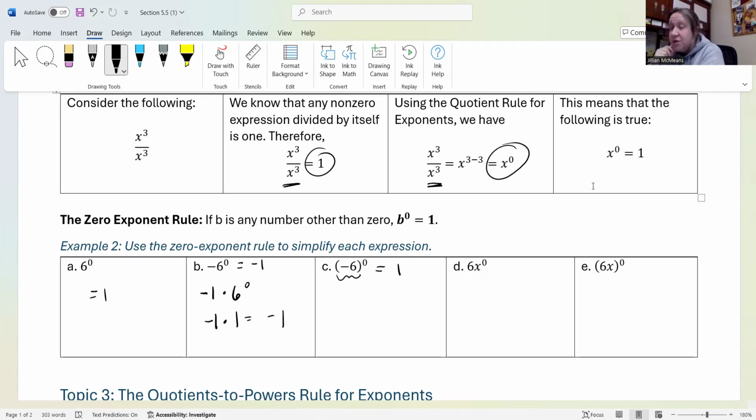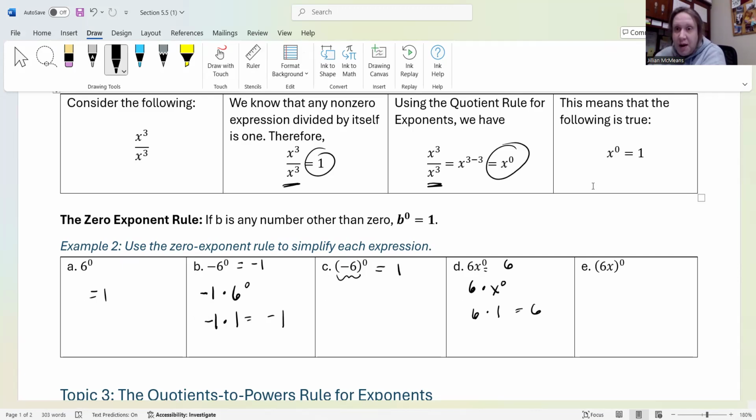Now let's look at part D. For part D, we have 6 times x to the 0. You have to notice there are two different factors here. This 0 exponent has nothing to do with the 6. It applies only to the factor of x. So this would be the same as 6 times 1, which is 6. So 6 times x to the 0 is 6.